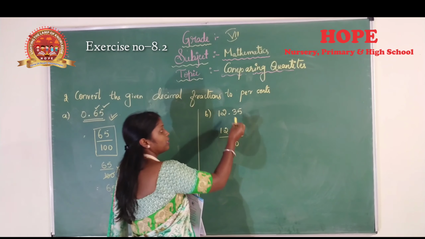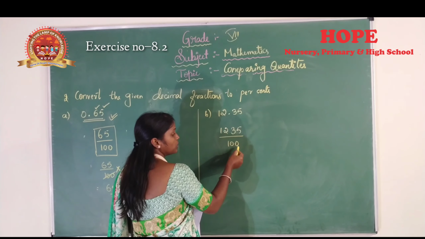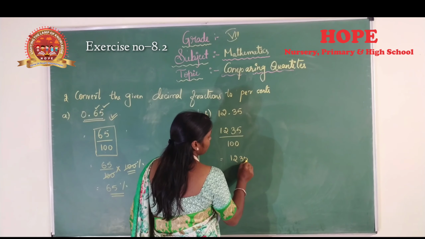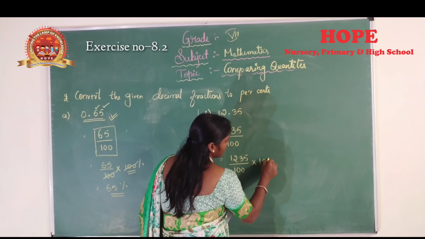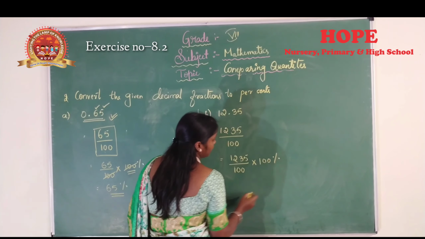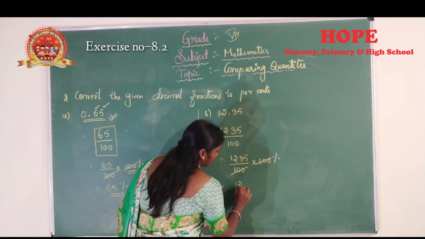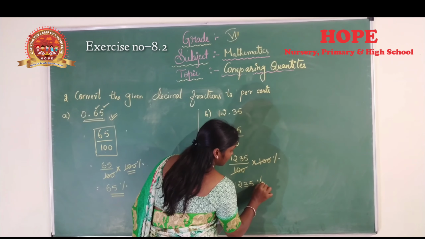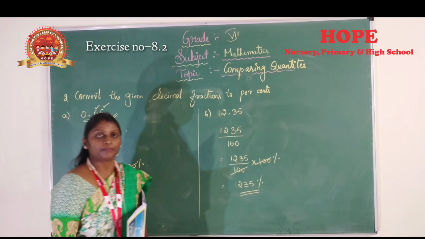Why have we taken the 100? After the decimal there are 2 digits, so we have added 2 zeros in the denominator. When we have to convert 1235 by 100 into percentage, multiply that by 100%. This 100 and this 100 cancel, and the remaining answer will be 1235 percent. This is the remaining answer.